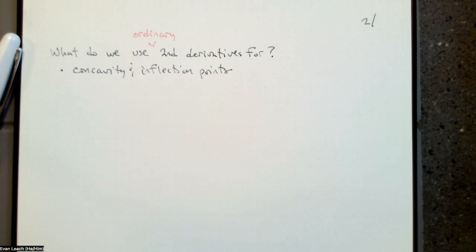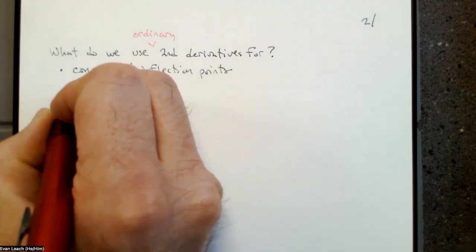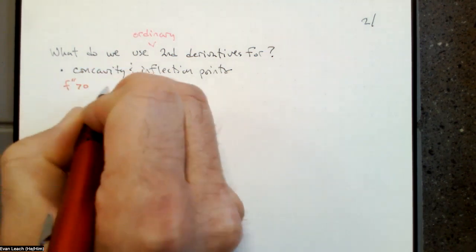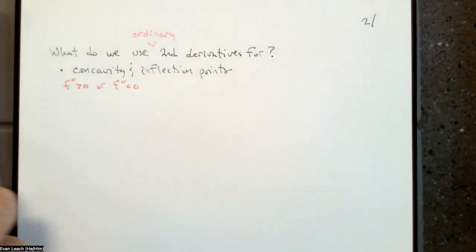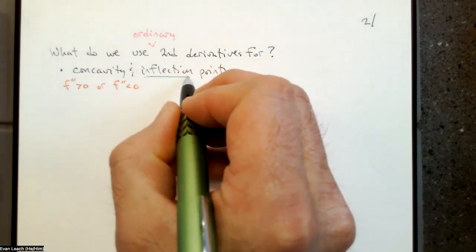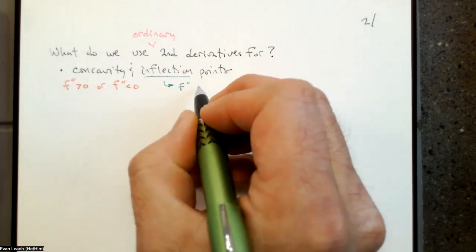What do we use ordinary second derivatives for? One of the things that we did with the ordinary second derivatives was determine the concavity at a point and find inflection points. So the concavity was when we looked at whether the second derivative is positive or the second derivative is negative. Inflection points are where f double prime changes sign.